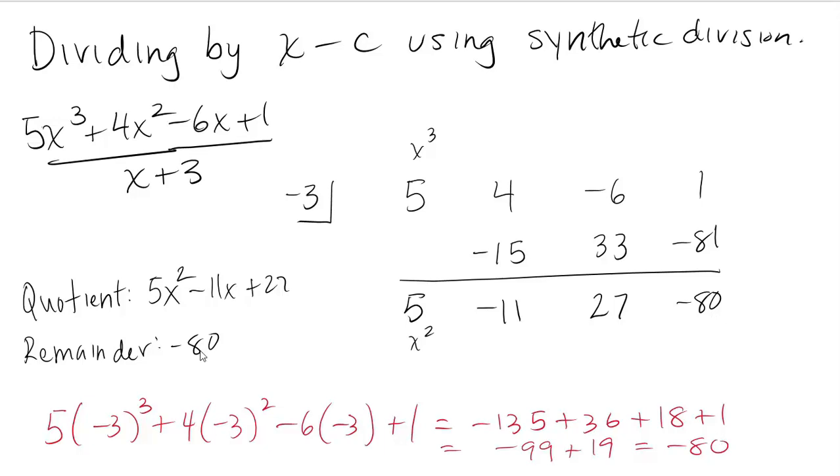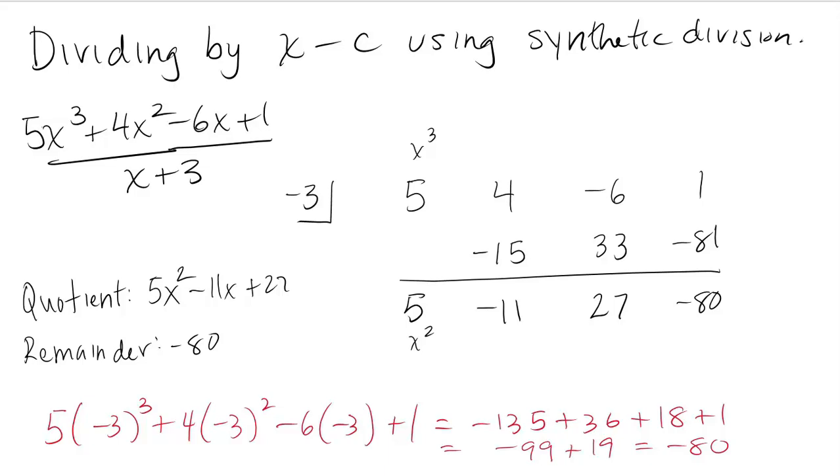That's not luck. The remainder is always equal to what you get when you plug the value of c into the numerator, into the dividend. A long time ago, this was a useful fact for evaluating polynomials. In the age of calculators, that's kind of fallen by the wayside. But there's another important thing that we can deduce from this.